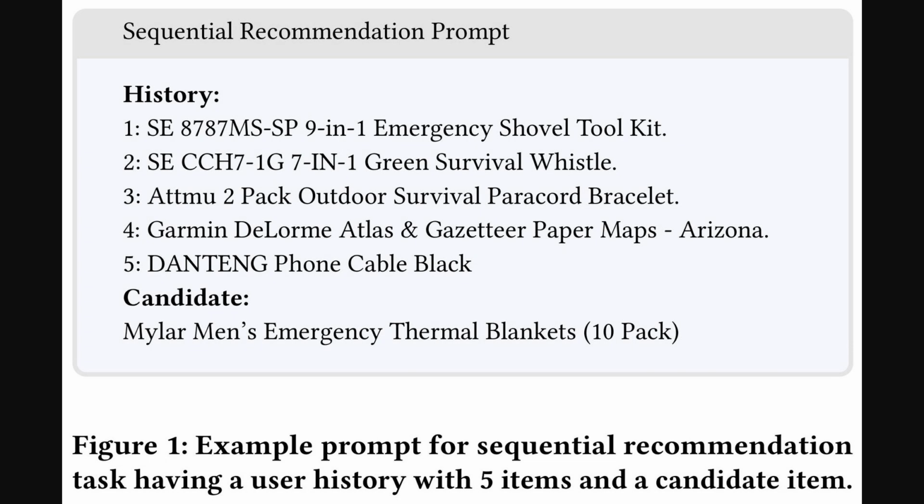Alright, so we have these low-rank adapters, which we talked about, making the models adaptable. This figure here, figure 1, shows us an example of a sequential recommendation prompt. This is essentially the input given to the XCross system. You can see it has a history section, listing items a user previously interacted with, like an emergency shovel and a survival whistle. Then, there's a candidate item, which is what the system might suggest next. In this example, it is emergency thermal blankets. The core idea of sequential recommendation is to predict the next item in a user's sequence, and XCross tackles this by scoring how well this candidate item fits the given history.